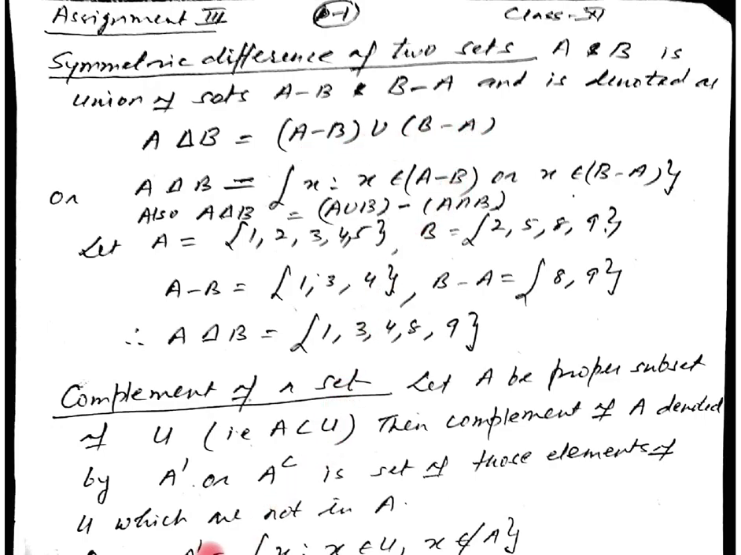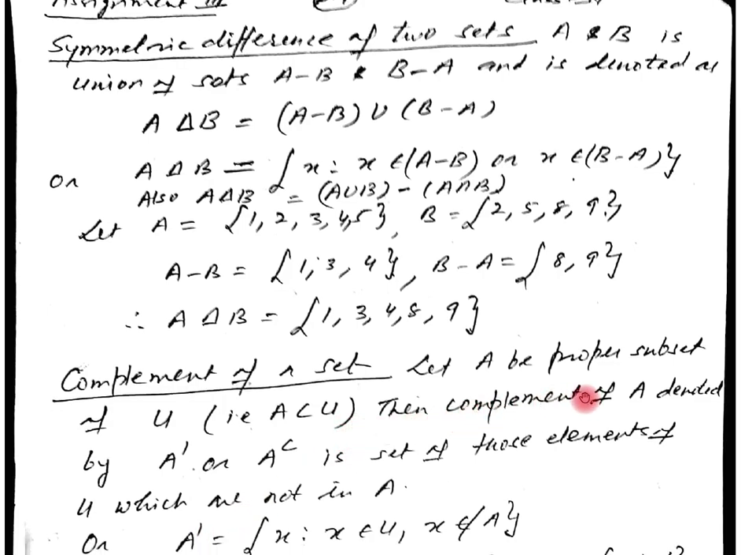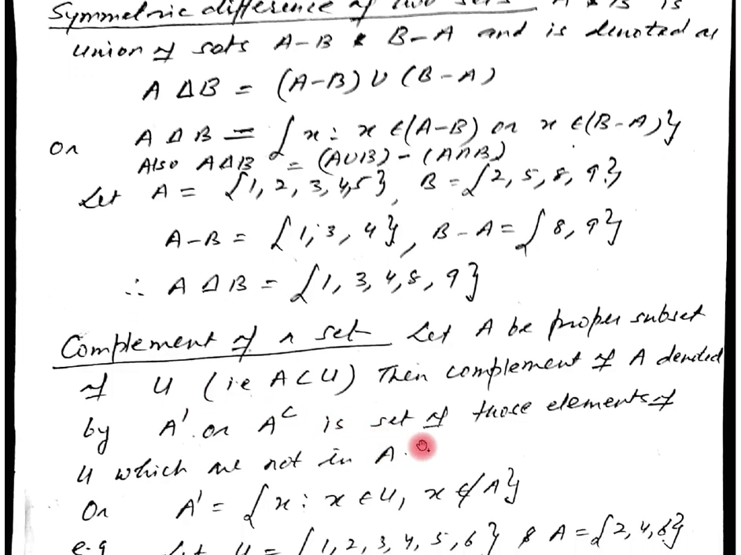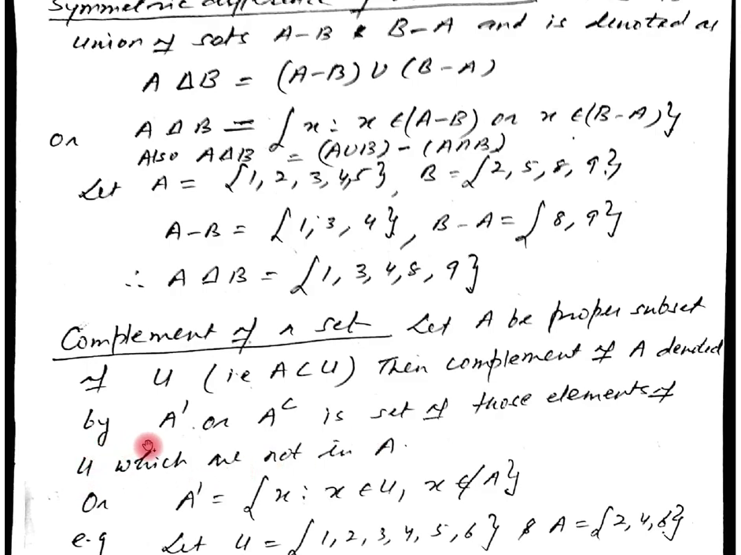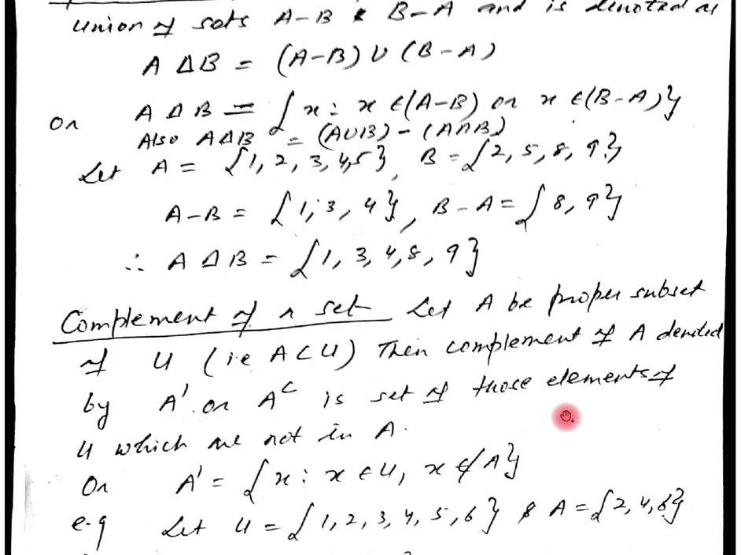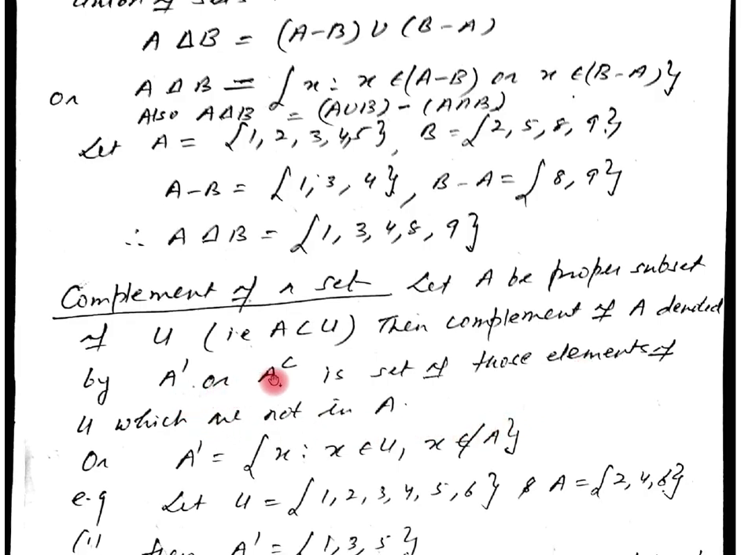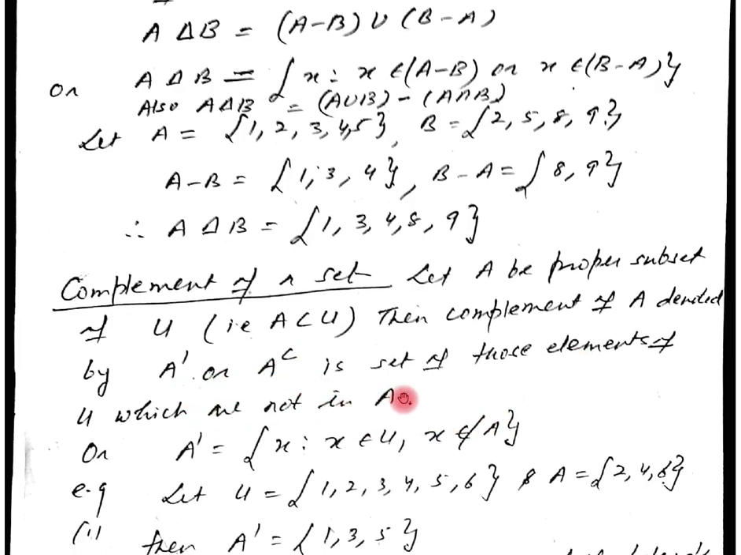Then comes the complement of a set. Let A be a proper subset of U. U means universal set. Then the complement of A, denoted by A dash or A complement, is the set of those elements of U which are not in A.